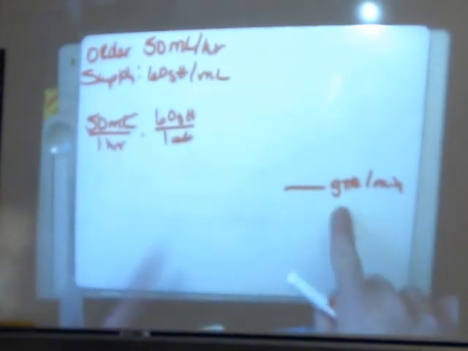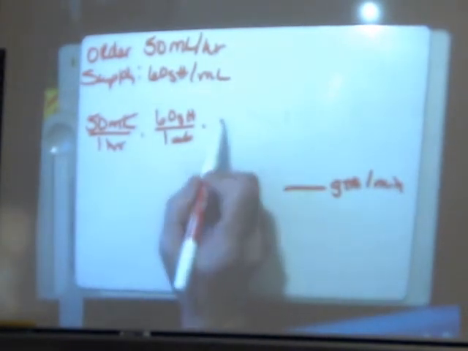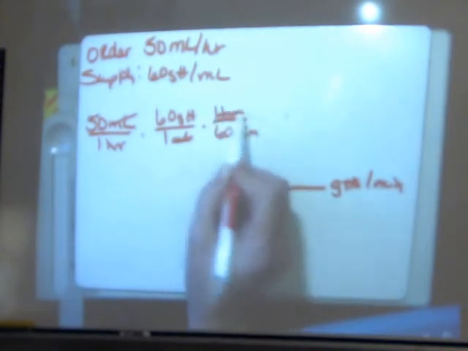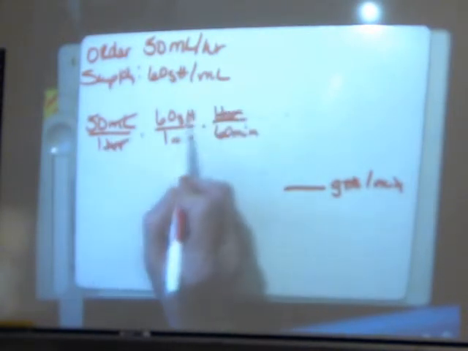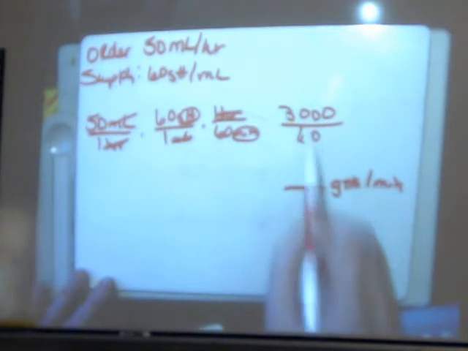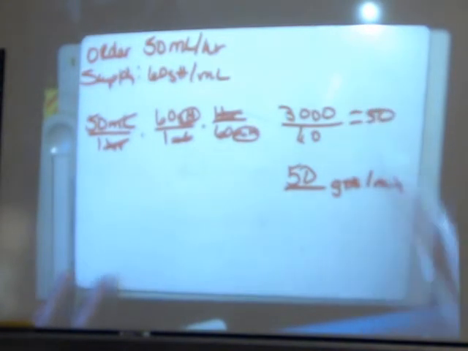Okay, so we've got our drops. But now we have to get our minutes. So we need to get rid of our 1 hour. So we know 1 hour equals 60 minutes. Get rid of our hour. Now we have drops per minute left, right? Okay, so we multiply across the top. 50 times 60 is 3,000. And we're going to 1 times 1 times 60 is 60. And so when we divide that out, we get 50, right? 50 drops per minute. Okay, so it's 50 drops per minute.